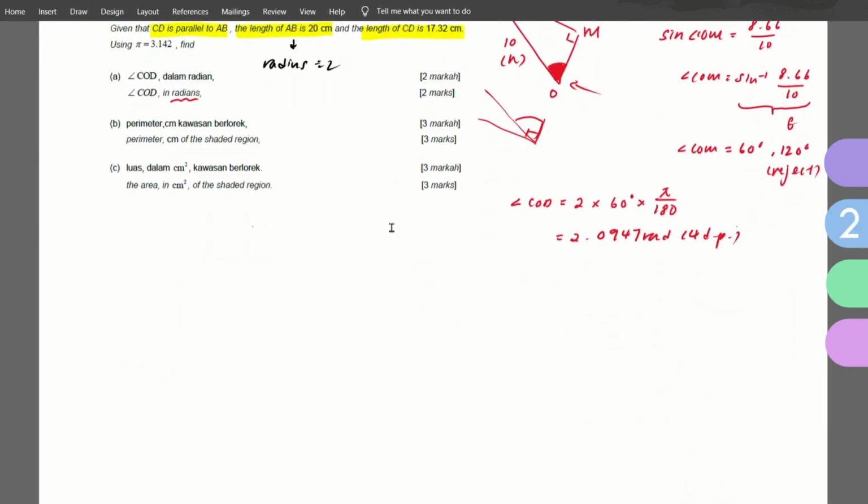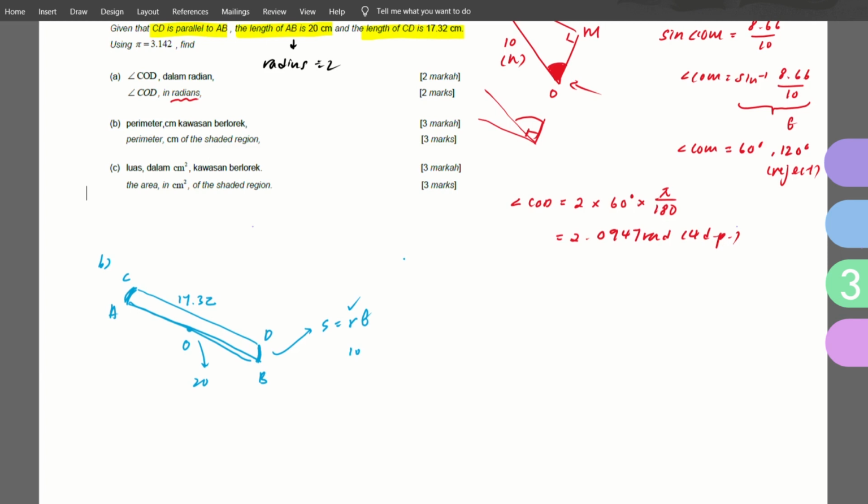Let's go to part B, to find the perimeter of the shaded region. The perimeter of the shaded region has 4 lengths. CD is already given, which is 17.32. AB is also given, which is 20. What we are lacking is arc AC and arc BD. For arcs, we can use s equals r theta to help us solve. R we already have, which is 10, but the problem is the theta.